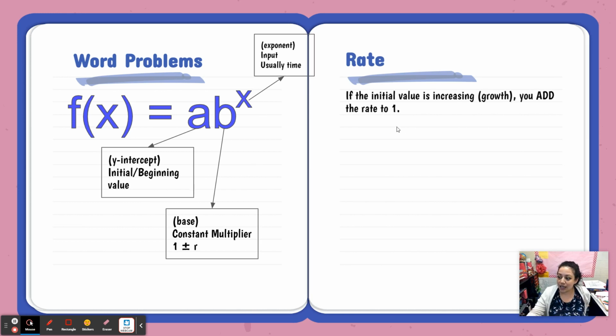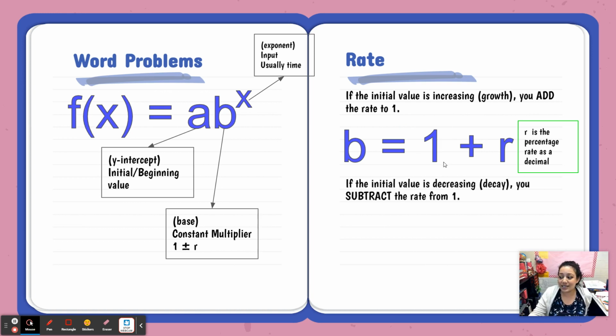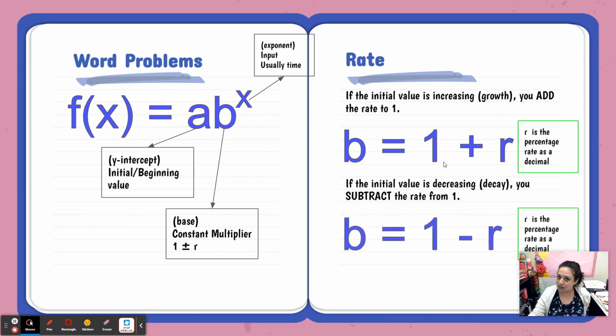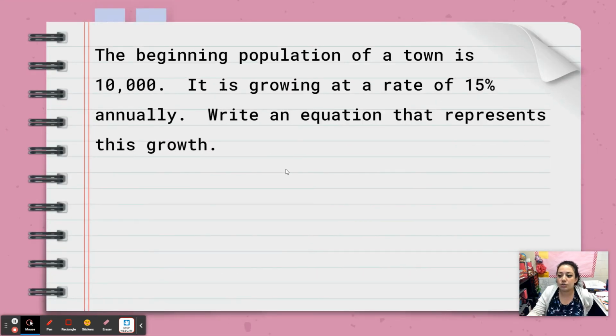So for the rate, if the initial value is increasing, you add the rate to 1. And r is usually a percentage that they give you, which you have to change then to a decimal. If the initial value is decreasing, you have to subtract the rate from 1. Again, r is a percentage, which you have to convert to a decimal in order to do this. So let's start off with this word problem.